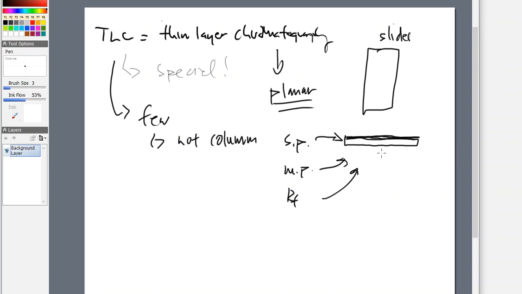So it's going to actually feed into this a little bit, but I just need to start with the one that doesn't use the column first, and that's very often why we start with TLC at the beginning of the semester. These plates, that's kind of what we call those. Instead of columns, they're going to be on plates.